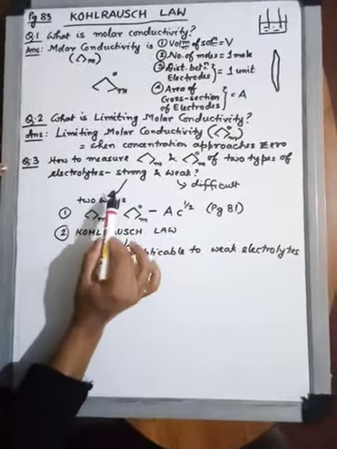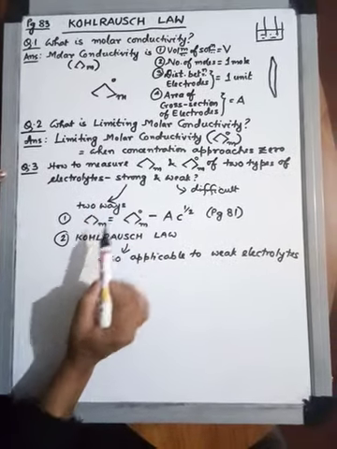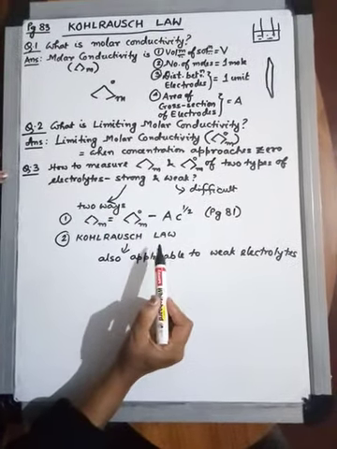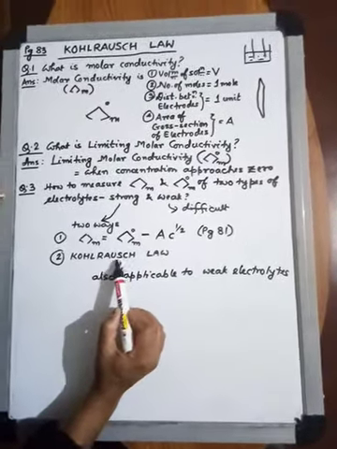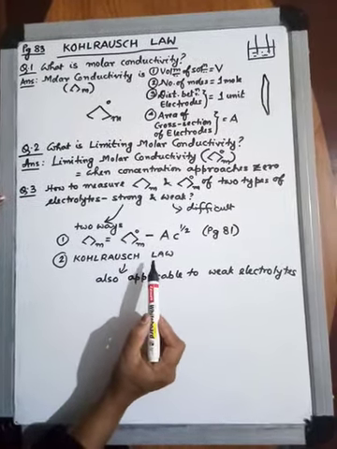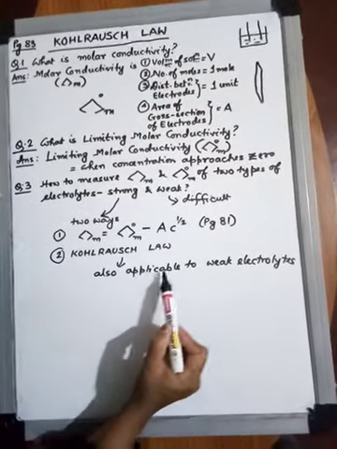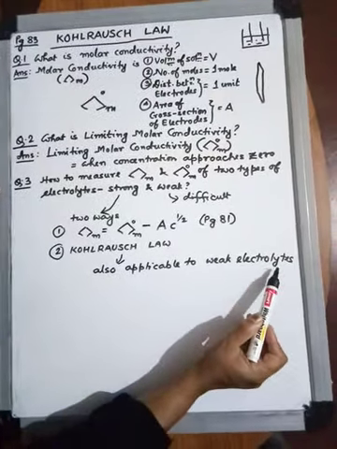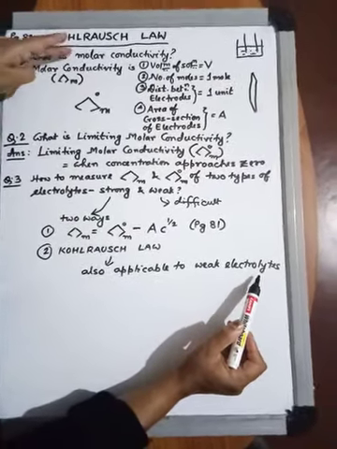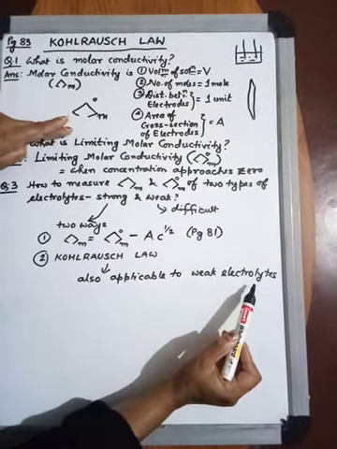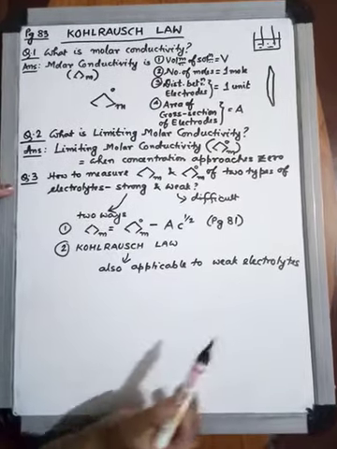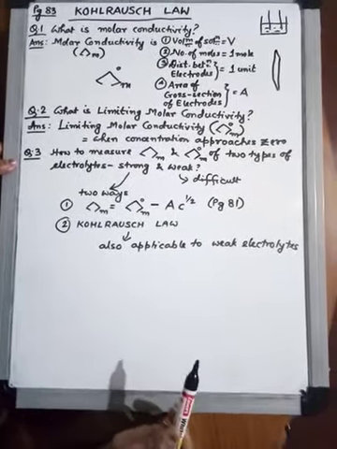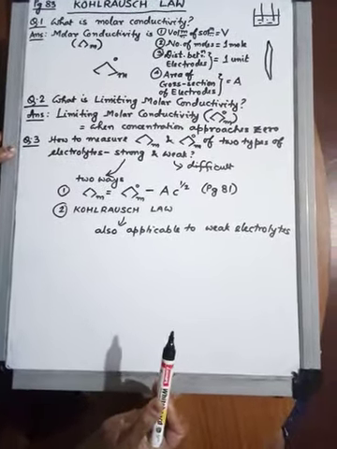And the other way to measure the conductivity is by Kohlrausch's law, which we are going to learn now. And for strong electrolytes, Kohlrausch's law was found out and it was applicable. But later on they found that it is also applicable to weak electrolytes. So after knowing what is molar conductivity, what is limiting molar conductivity, now it becomes easy for us to understand what is Kohlrausch's law. So that is there on page 83.